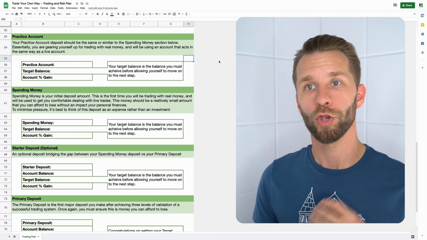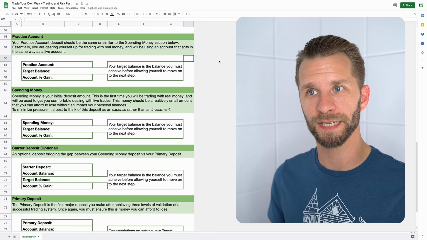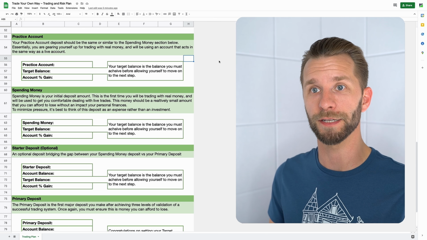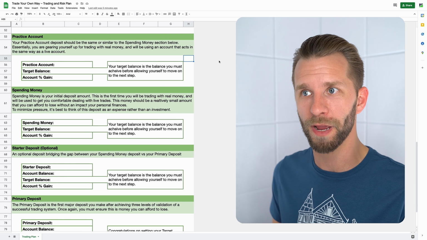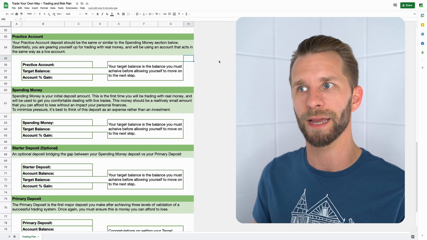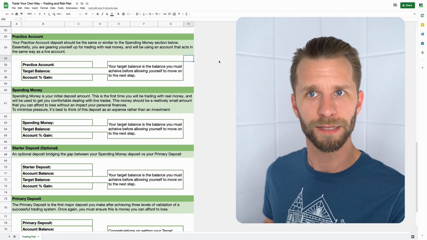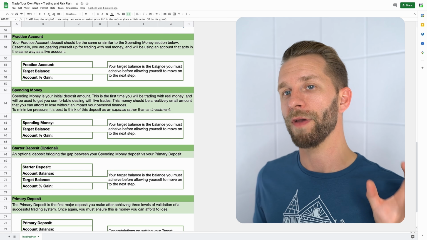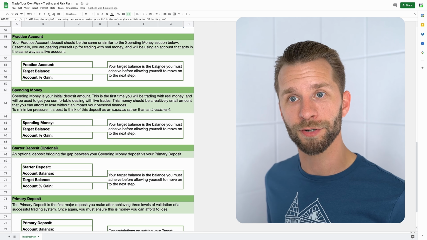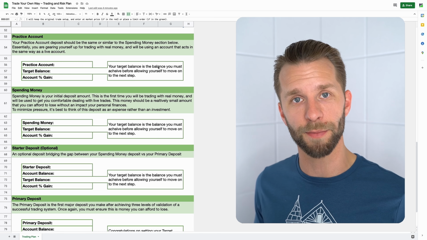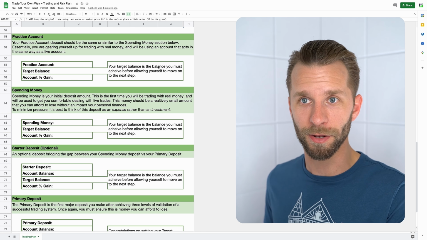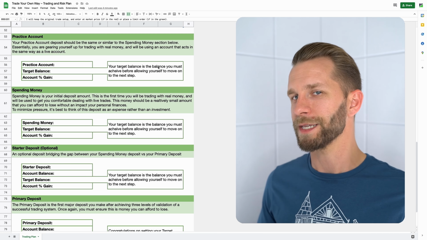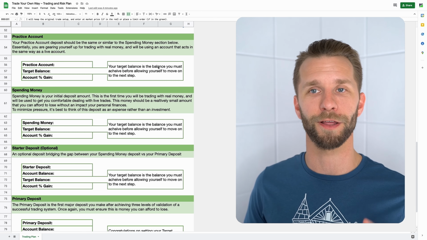Practice account. Your practice account deposit should be the same or similar to the spending money section below. Essentially, you are gearing yourself up for trading with real money and will be using an account that acts in the same way as a live account. So if you've ever demoed an account, whether it's a paper trading account or a demo through a broker, you'll see they generally start you on $100,000. Now, that's not the starting place for the vast majority of people.